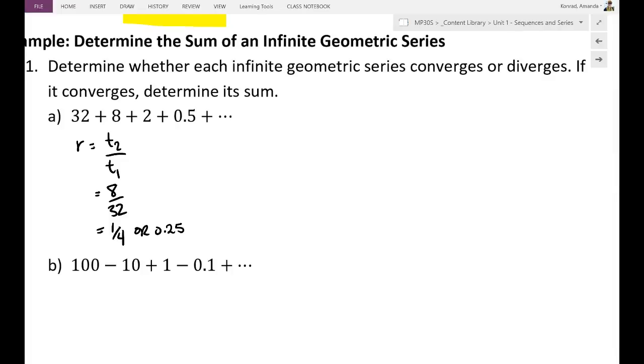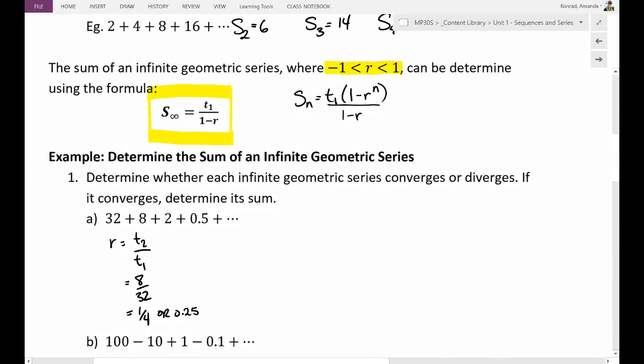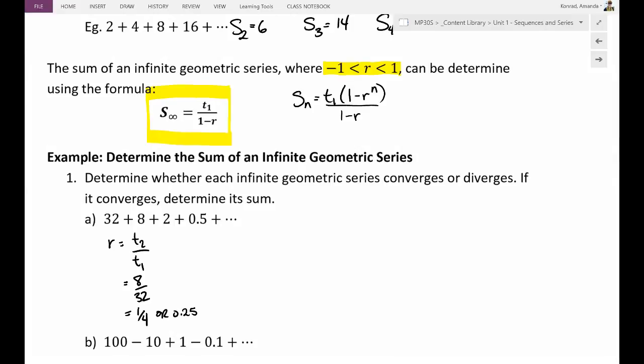No matter which way you want to look at it, that is the direction it's going. It's getting smaller. We go back to that initial definition. I'm going to just zoom out a little bit so you can see it at the same time, where our common ratio is between -1 and 1. That is definitely the case here. So it is converging.